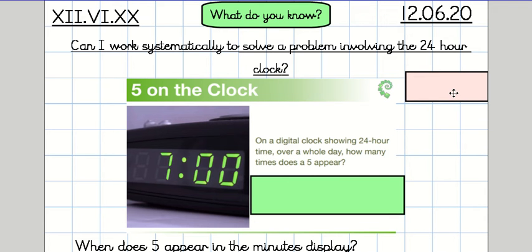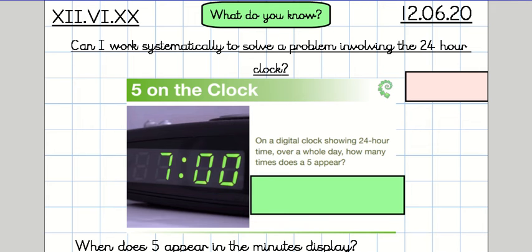So the 12th of June, and we're going to do something a little bit different today, a little bit different to the other maths lessons we've had this week. We're actually going to apply what we've been learning about, particularly about the 24-hour clock, to try and solve a problem. So let's have a look at our can I question. Can I work systematically to solve a problem involving the 24-hour clock?